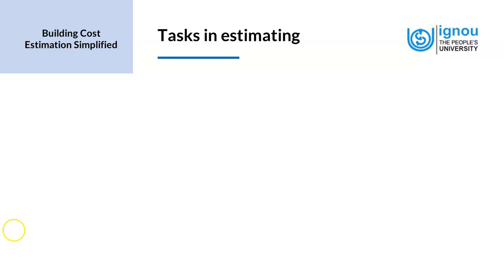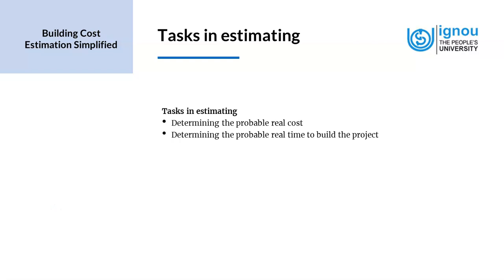Now, the tasks in estimating. The tasks in estimating are determining the probable real cost, determining the probable real time to build the project. So it's not just the cost that we are estimating, we also determine the probable real time to build the project. So both the cost and time are factors which are important in any building project.